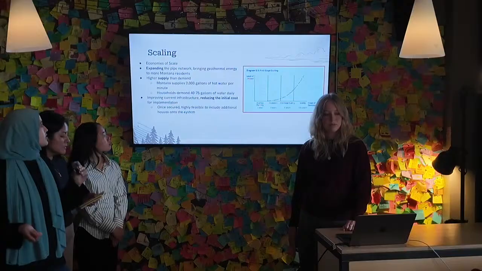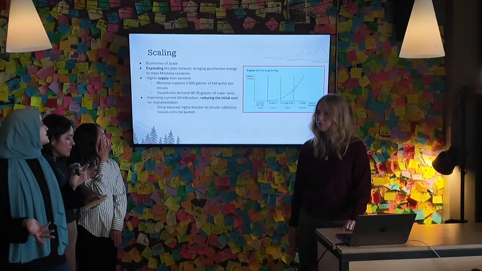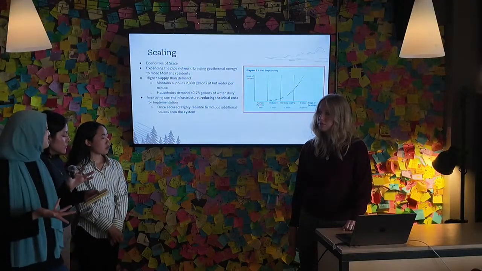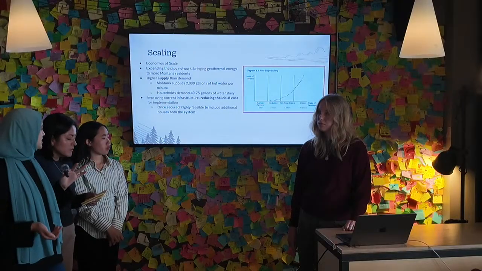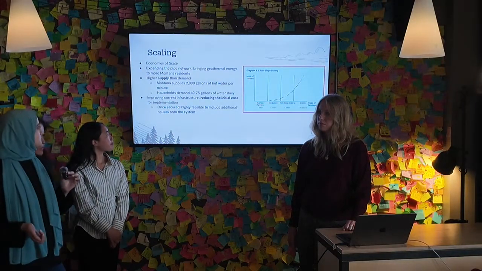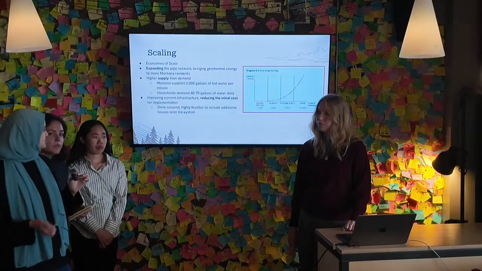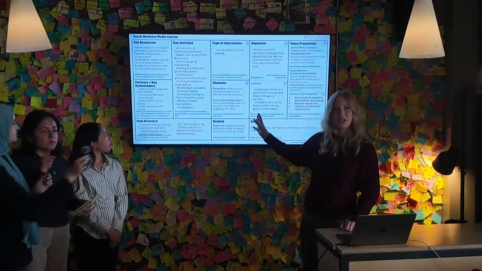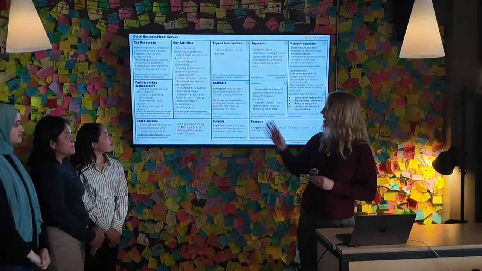And there's a higher supply than there is demand in Roosevelt, Montana, and Montana in general, as Montana supplies 2,000 gallons of hot water per minute, and the households actually demand only around 40 to 75 gallons of water daily. So improving current infrastructure and reducing the initial cost for implementation is one of our main goals. Also, if you're interested in any more of the details, we've attached this here.